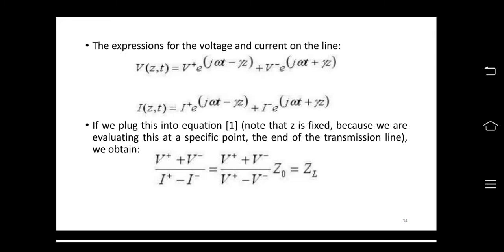So I of Z comma T will be equal to I plus e power j omega t minus gamma Z plus gamma I minus into e power j omega t plus gamma Z. So if we substitute in this equation and rearrange, that is (V plus plus V minus) divided by (I plus minus I minus), which will be equal to (V plus plus V minus) divided by (V plus minus V minus) into Z0, which is equal to ZL.